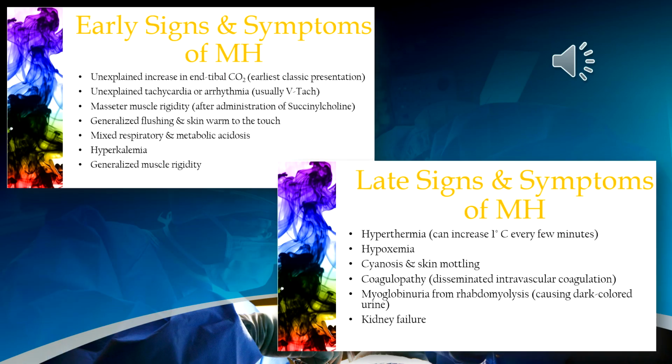Here you can see those signs and symptoms of malignant hyperthermia separated into early signs and late signs. So the first things you're going to see are the unexplained increase in end-tidal CO2, the unexplained tachycardia or an arrhythmia. They'll have that masseter muscle rigidity, so the anesthesiologist might notice that their jaw gets clenched on the tube. Generalized flushing, skin is warm to the touch. They can have hyperkalemia, so we'll see on the EKG, if their potassium goes up, you're going to see peaked T waves. And then that generalized muscle rigidity, so their body will start to cramp up.